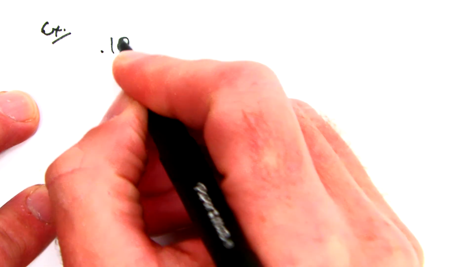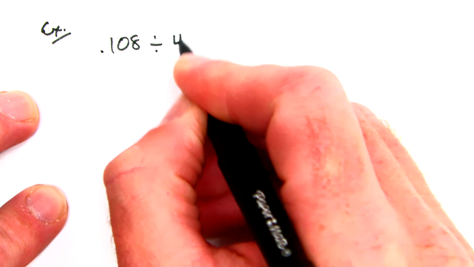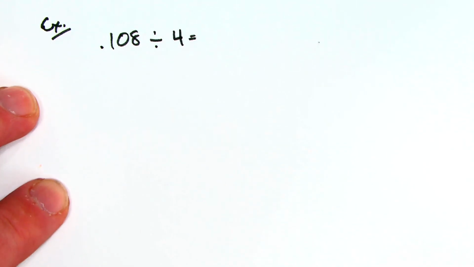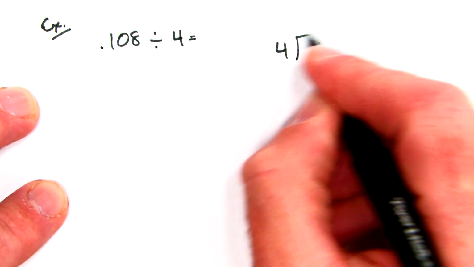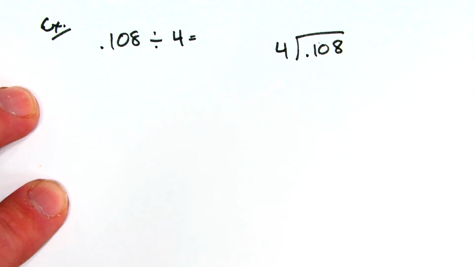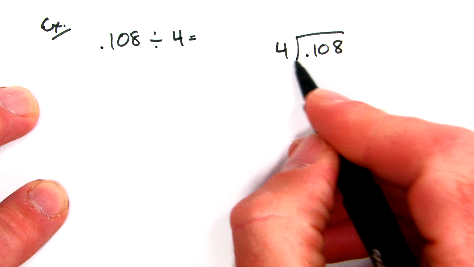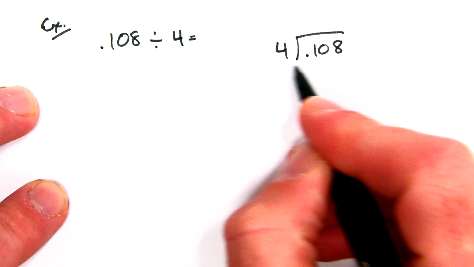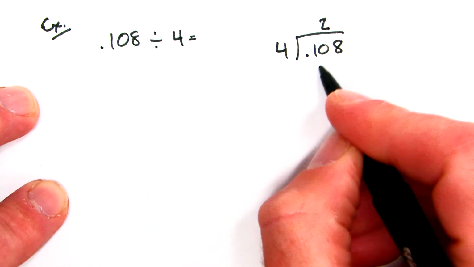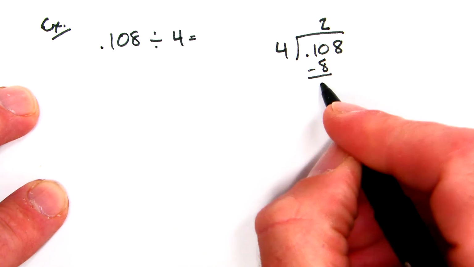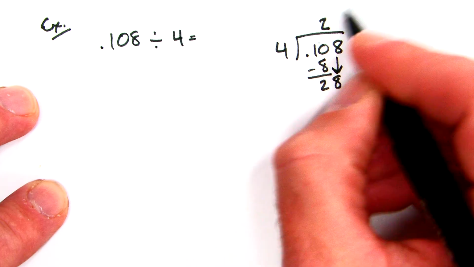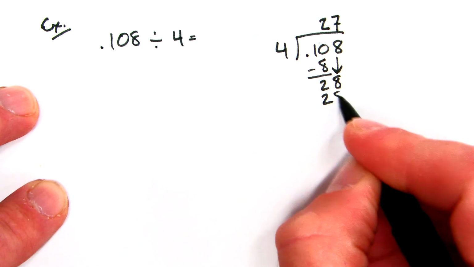Let's do another one. And this one gets a little more interesting. This second example gets a little more interesting with where to place the decimal point. So let's take 108 thousandths, and we're going to divide that by a factor of 4. Once again, first step, set it up in a bracket. And now we solve. 4 will not go into 1, but it will go into 10 2 times, which gets us 8, difference of 2, bring down our 8, and it goes into 28 7 times, which is 28, difference of 0.